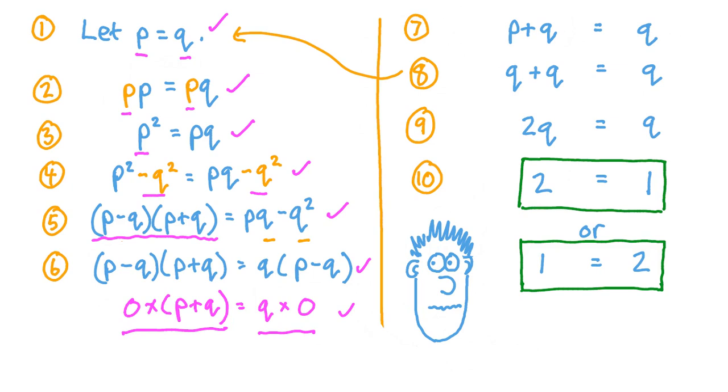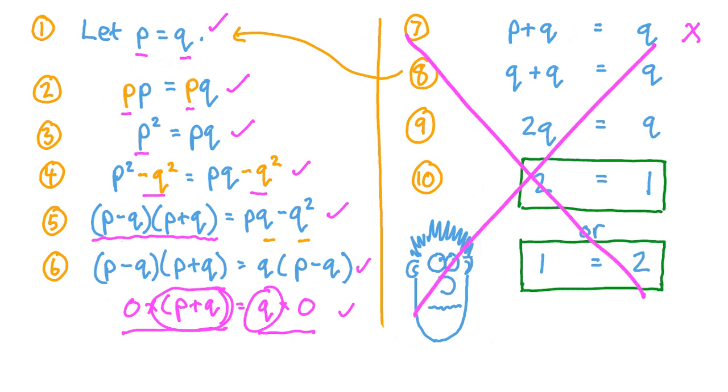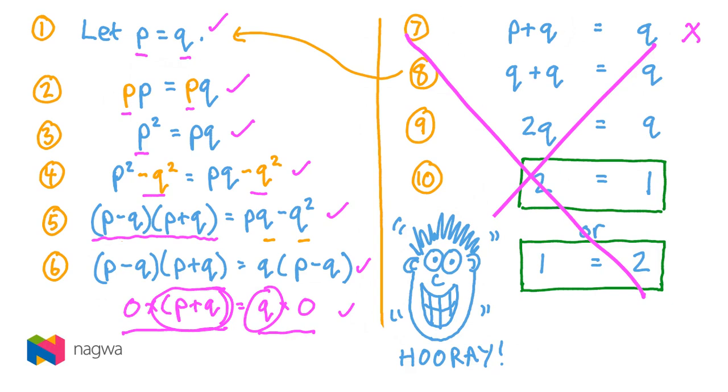But that doesn't mean that the things that we're multiplying by 0 are also equal. So in moving from line 6 to 7, we don't know that p plus q is equal to q. We only know that 0 times p plus q is equal to 0 times q. And that means that all of this is wrong. We haven't proved that 1 is equal to 2, we've proved that 0 times 1 is equal to 0 times 2. Hooray! It looks like the world of maths is safe after all.